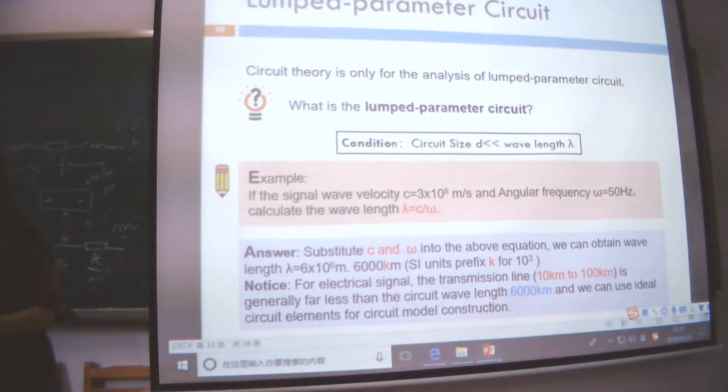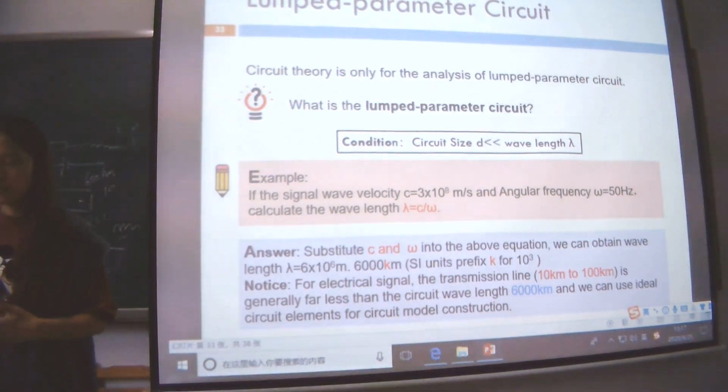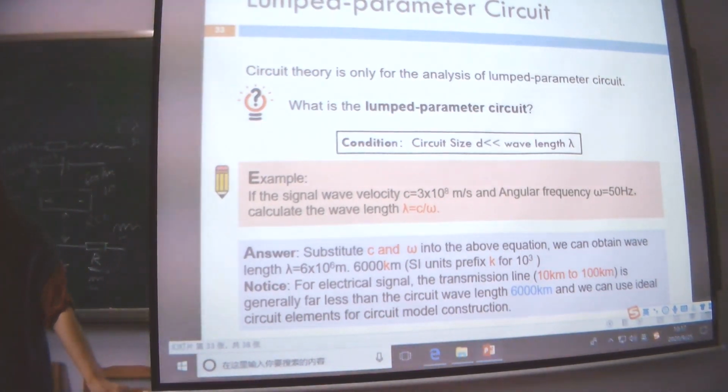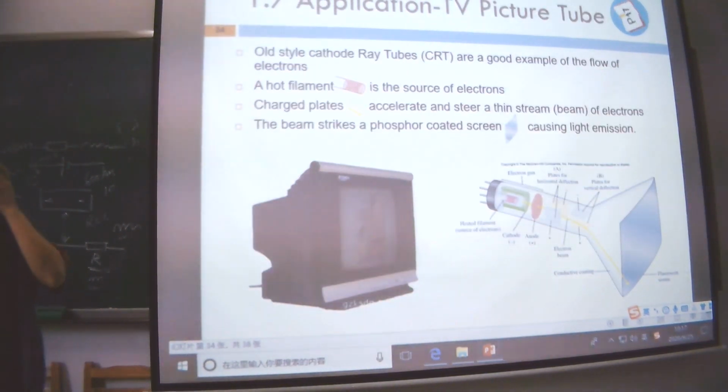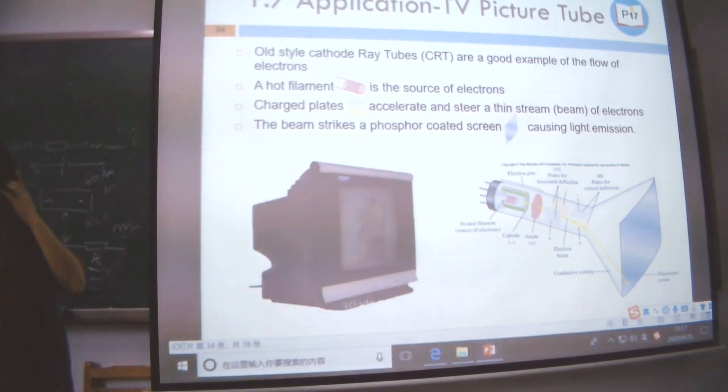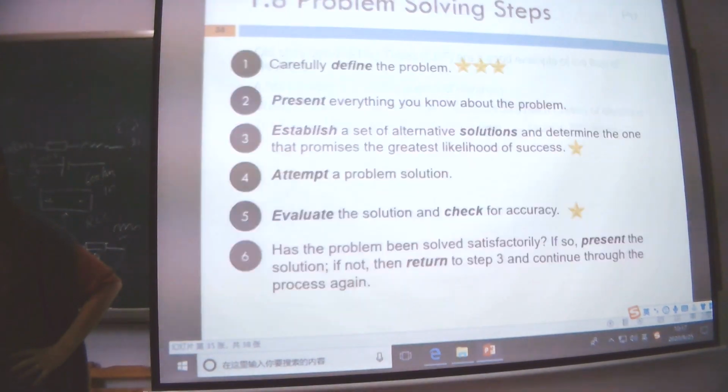Okay, so it's a little bit far away from our course. Just an introduction. I just want to tell you guys, our circuit analysis is maybe for small circuits. For very large ones, we cannot use it. So we must know this, okay? Here are some applications on page 17 of our book, and you can go back to have a look at this. Here we just show you some simple things.